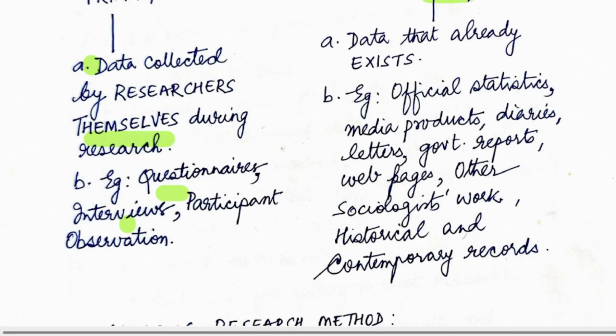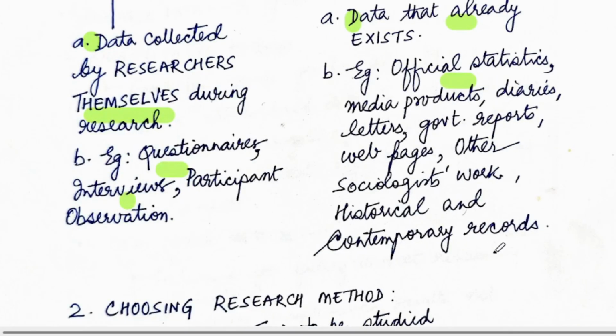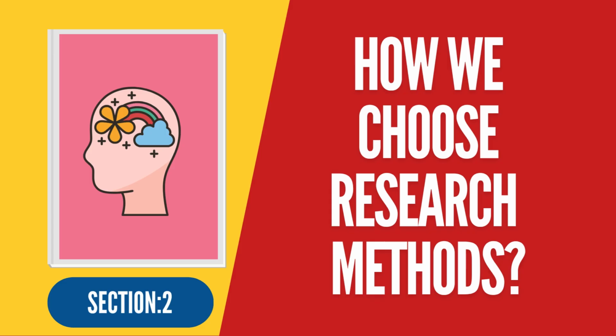Whereas, what are secondary sources? Secondary sources are data that already exist, pre-collected by others. You reuse it. So it is faster and cheaper, but it has less control because the data has already been collected by someone else previously. So what are these data? Official statistics, media products, diaries, government reports, letters, web pages, other sociologists' work, historical and contemporary records.